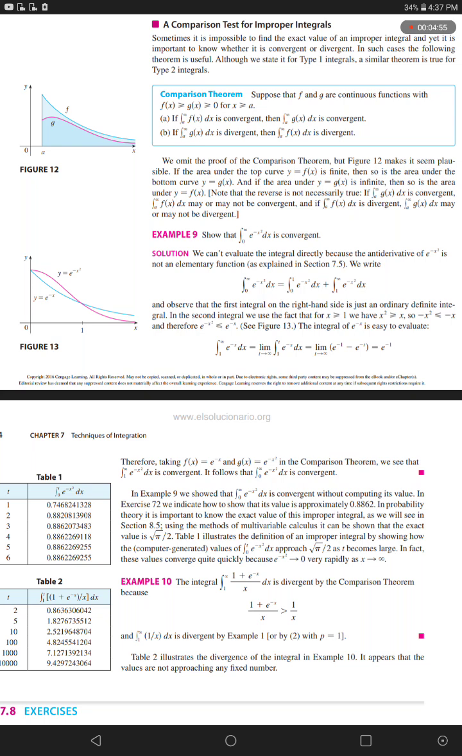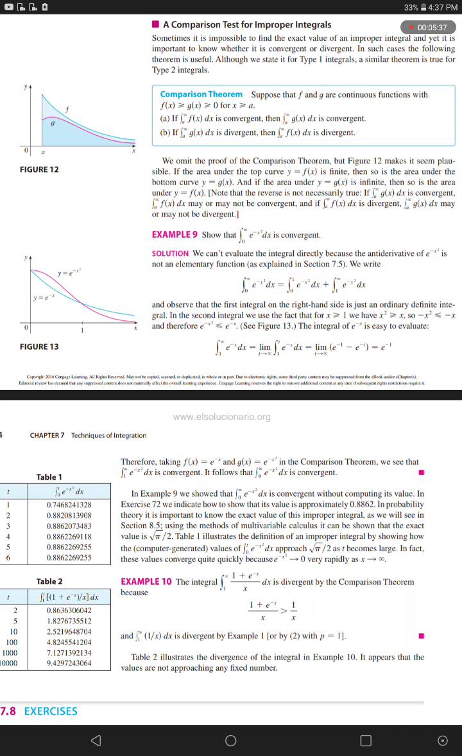Comparison theorem. Suppose that f and g are continuous functions with f of x greater than or equal to g of x, which is greater than or equal to 0, for x greater than or equal to a. Part A: if the integral from a to infinity of f of x dx is convergent, then the integral from a to infinity of g of x dx is convergent. Part B: if the integral from a to infinity of g of x dx is divergent, then the integral from a to infinity of f of x dx is divergent.